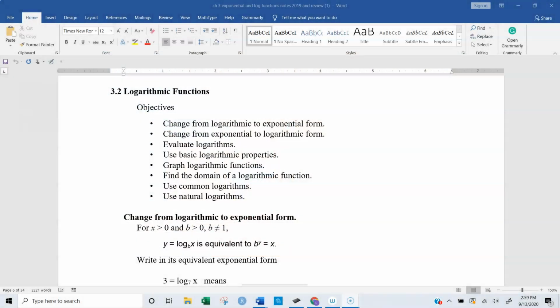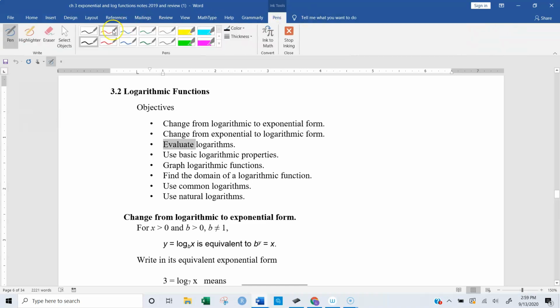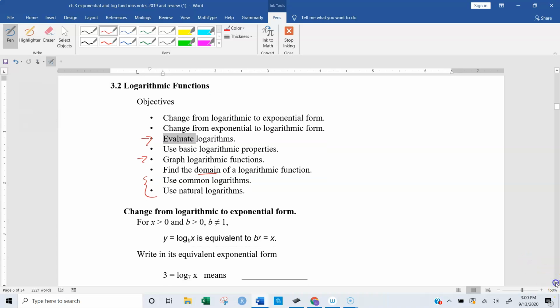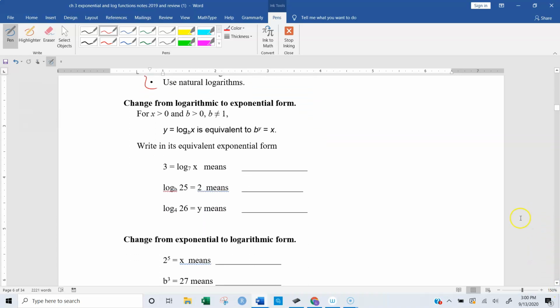So let's go. We're going to change from a log to an exponential form. We're going to change from exponential to log. We're going to evaluate, in order to find the actual answers. We'll use basic log properties to expand and compress. We're going to graph them. We're going to talk about the domain and the range and the common and natural logs, especially those buttons on your calculator.